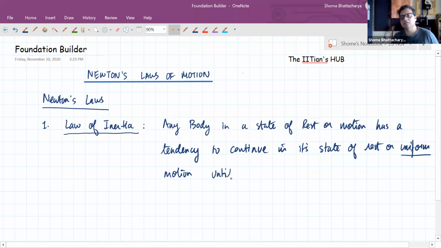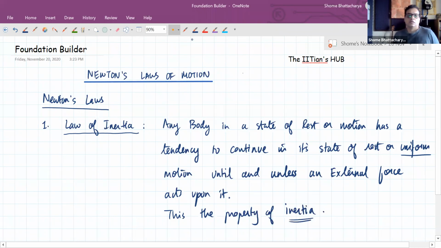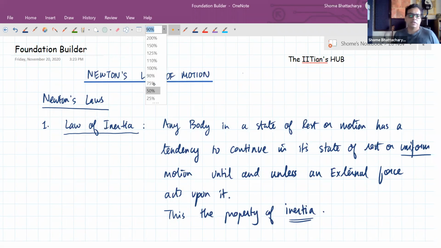Until and unless an external force acts upon it. This is the property of inertia. This is the property that is called inertia. So this is the statement of Newton's first law.